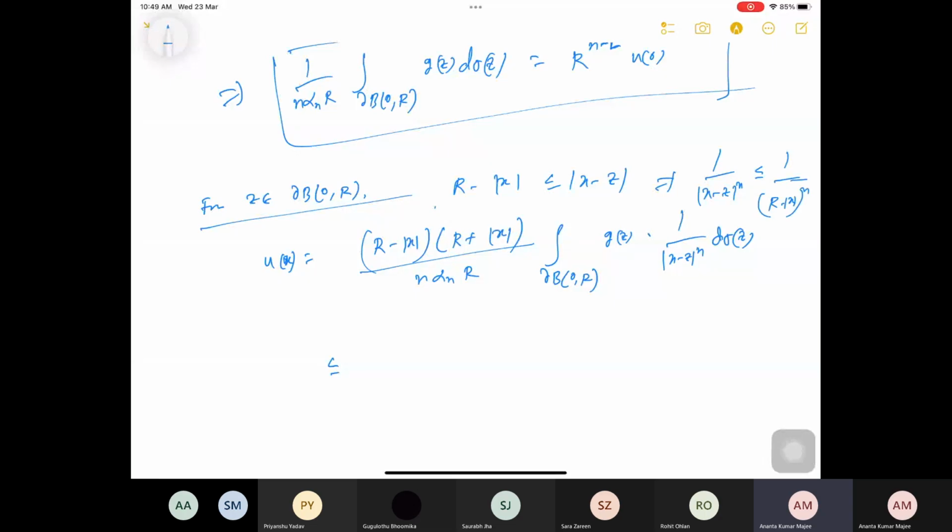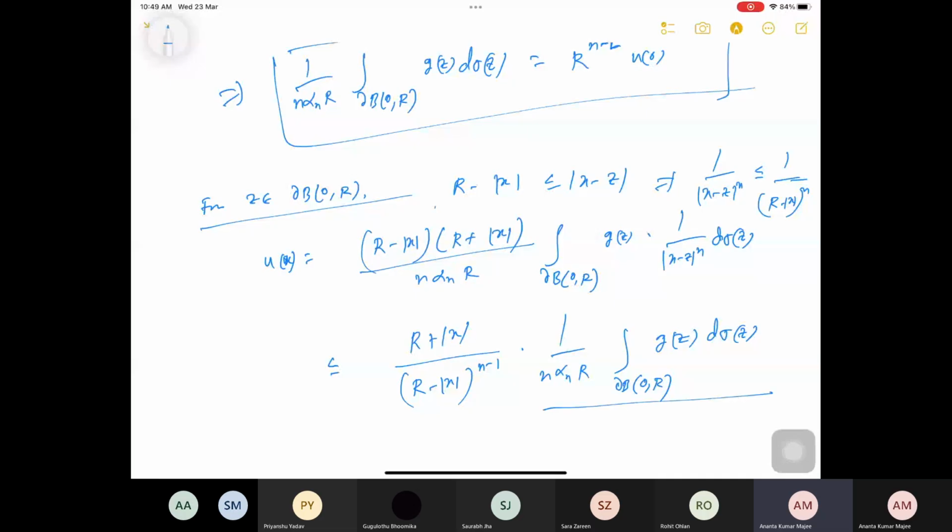Is it not? So now if I consider this is (r - |x|)^n, so I have r minus |x|, so from there I have (r - r + |x|)/(r - |x|)^(n-1), and then I have n α_n times r times the integral over ∂B(0,r), then I put g(z) dσ(z).